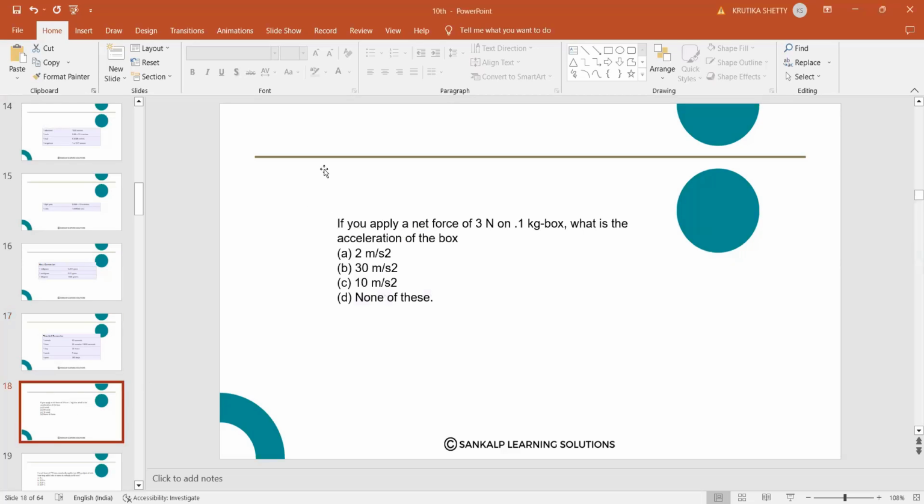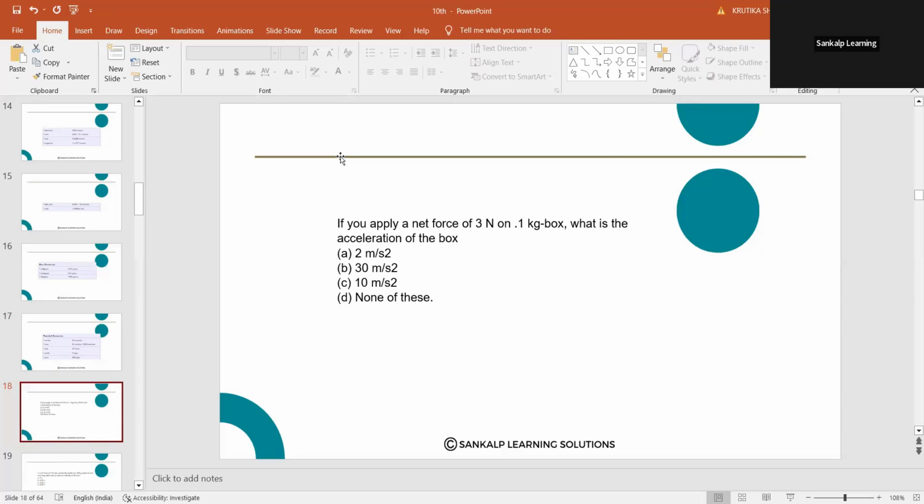So here the first question is, if we apply a net force of 3 Newton on a 1 kg box, what is the acceleration of the box? I have taken the numericals from the 9th standard formulas. I have not taken from class 10. Class 10 will come later. How to solve and how to understand the questions. See here, this is based on the force concept.